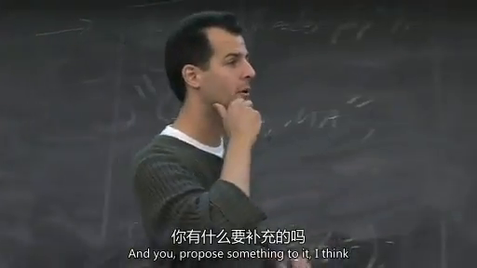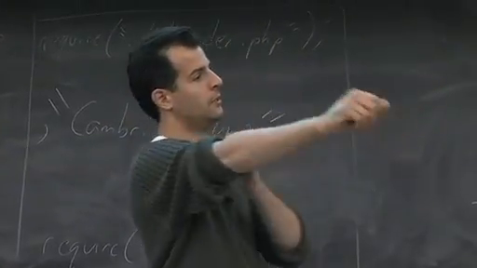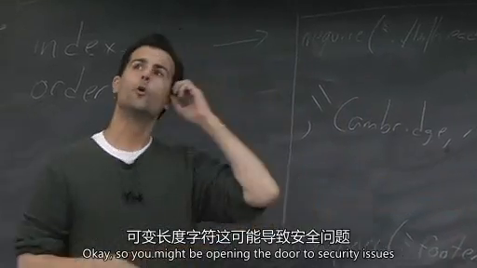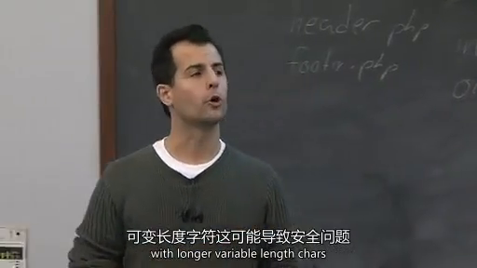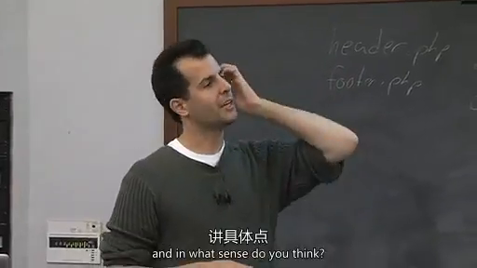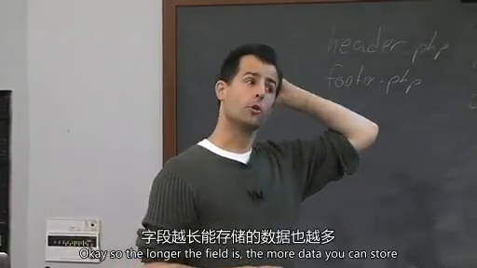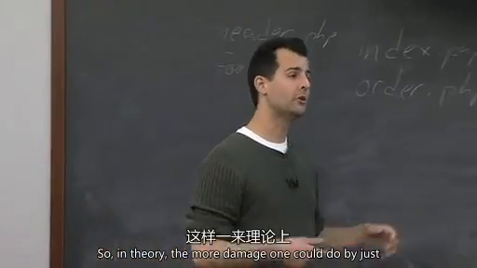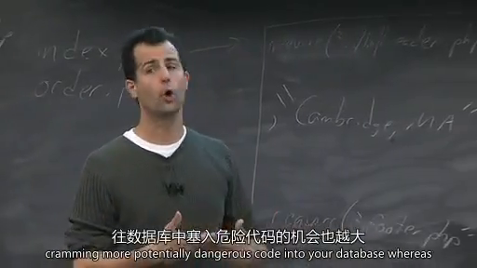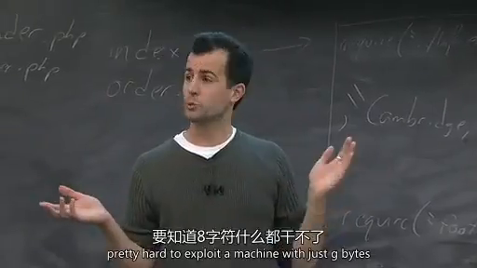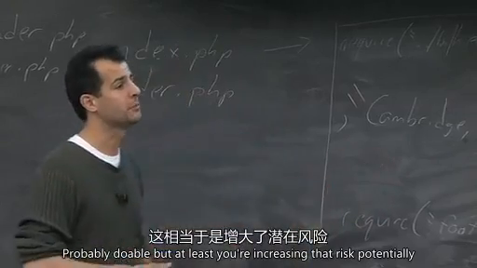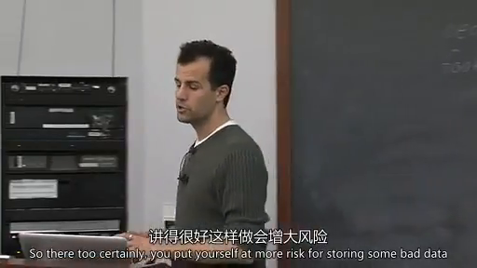And you proposed something too, I think. Okay, so you might be opening the door to security issues with longer variable length chars. In what sense, do you think? Okay, so the longer the field is, the more data you can store. So in theory, the more damage one could do by cramming more potentially dangerous code into your database, whereas it's pretty hard to exploit a machine with just 8 bytes, probably doable, but at least you're increasing that risk potentially. So there too, certainly, you put yourself at more risk for storing some bad data.